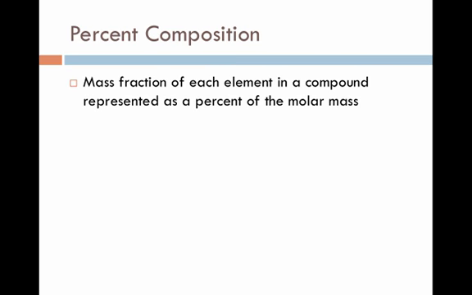To start, let's go over what percent composition means. We're basically discussing the mass fraction of each individual element in a compound that is represented as a percentage of the total mass, which is the molar mass of the compound. So really what we're getting into is what fraction of that total mass of the compound is made up of each of the individual elements, and we represent that as a percentage. If this is something that's new to you, you should stop the video now, go back and watch the video on percent composition, and then come back and give this a try in a moment.